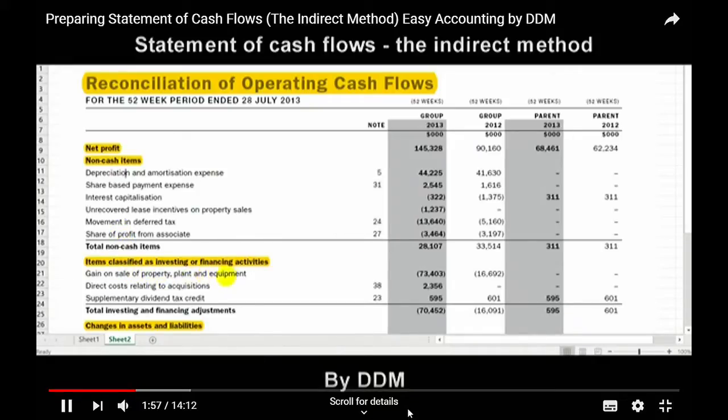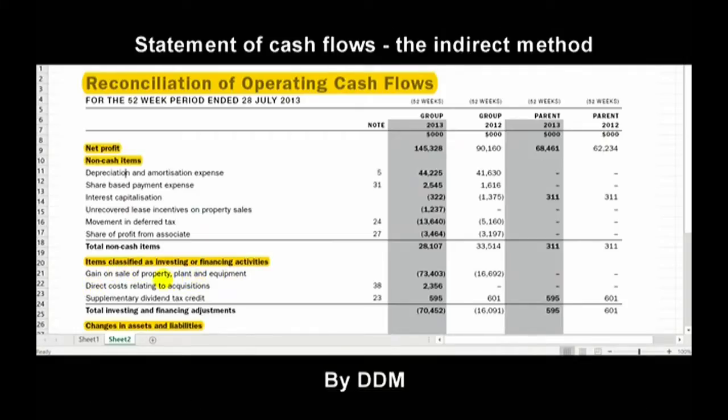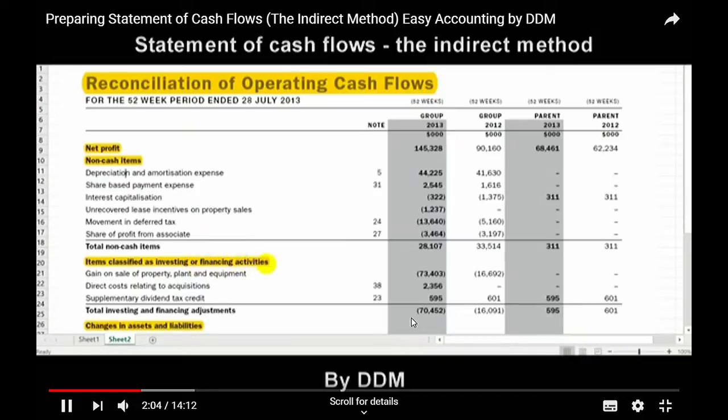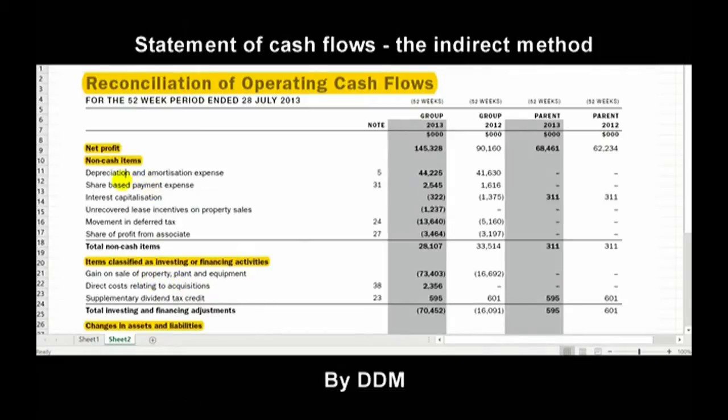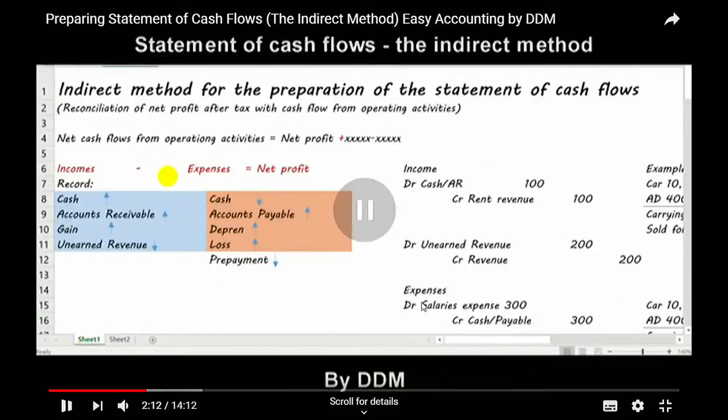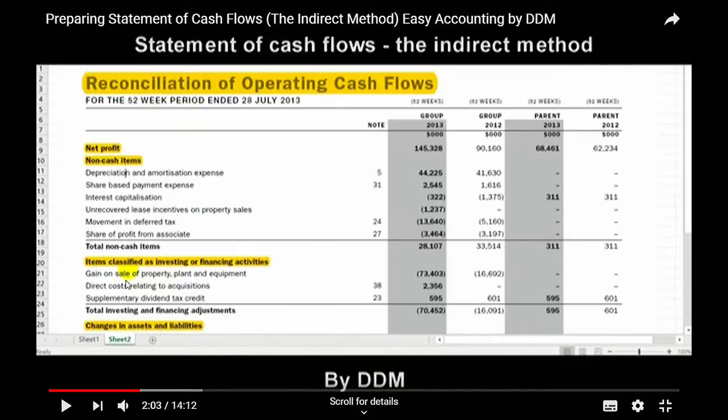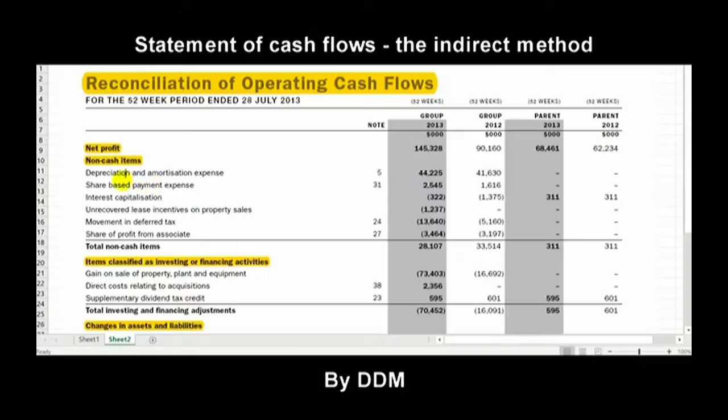Gain on sale of property, plant, and equipment, so that's gain on sale of PPE, is classified as investing or financing activity. Loss on sale of PPE can also be categorized under non-cash items. Now, this is a bit quick. When you look at gain on sale of PPE, it is categorized under investing or financing activities. When you see loss on sale, you can either categorize it under investing or financing activities, or you can also categorize it under non-cash items.